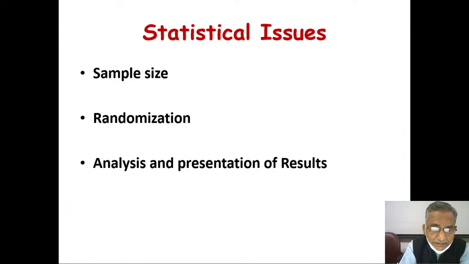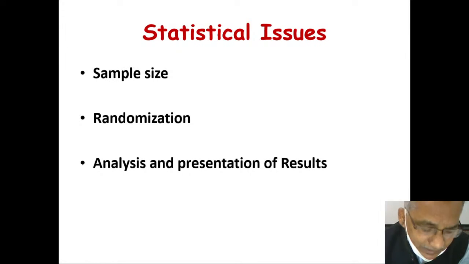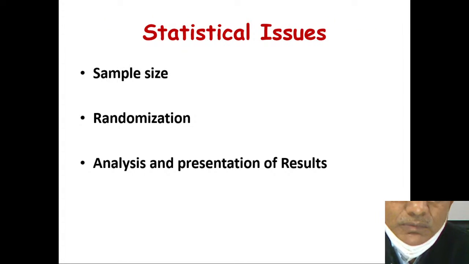And the third part is analysis and presentation of results. Sample size will be an issue in all studies. Randomization will be an issue in clinical trial. If you are doing an observational study, then not randomization but random sampling will be the issue. And analysis and presentation will be an issue in any study, whether it is clinical trial, non-clinical or observational. So we'll discuss broadly these three points: sample size, randomization, and analysis and presentation of results.